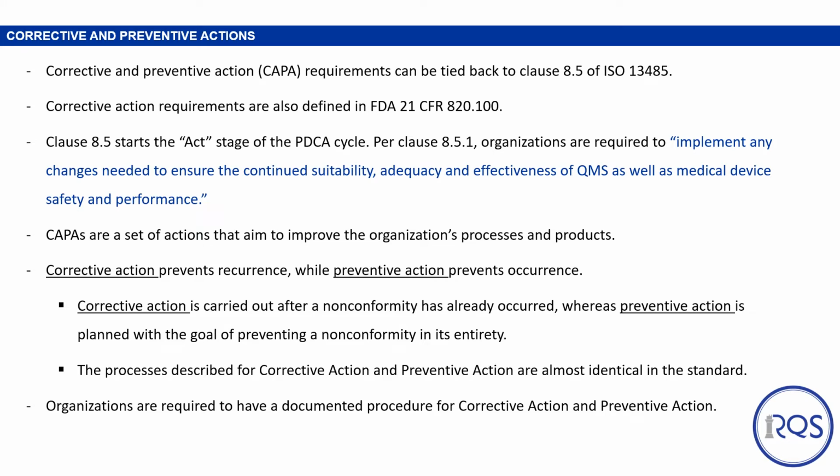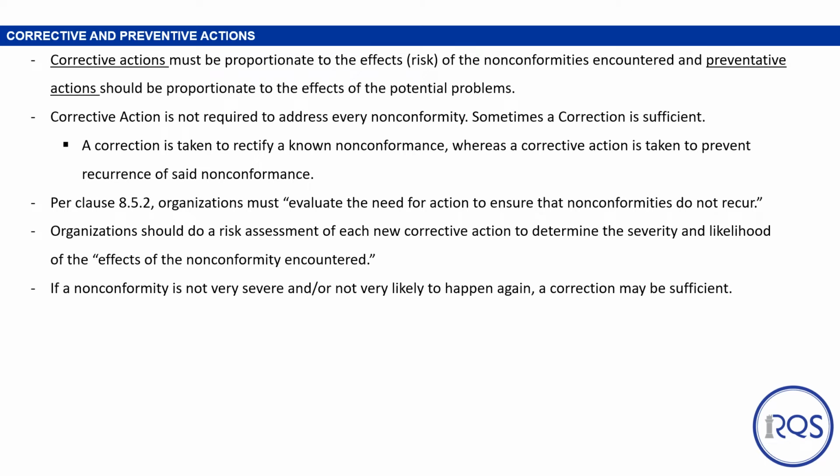The processes described for both corrective and preventive actions are almost identical. Organizations are required to have a documented procedure for corrective and preventative actions. Corrective actions must be proportionate to the effects or risks of the nonconformities encountered. Preventative action should be proportionate to the effects of the potential problems associated with a nonconformity. Corrective action is not required to address every nonconformity. Sometimes a correction is sufficient. A correction is taken to rectify a known nonconformance, whereas a corrective action is taken to prevent recurrence of said nonconformance.